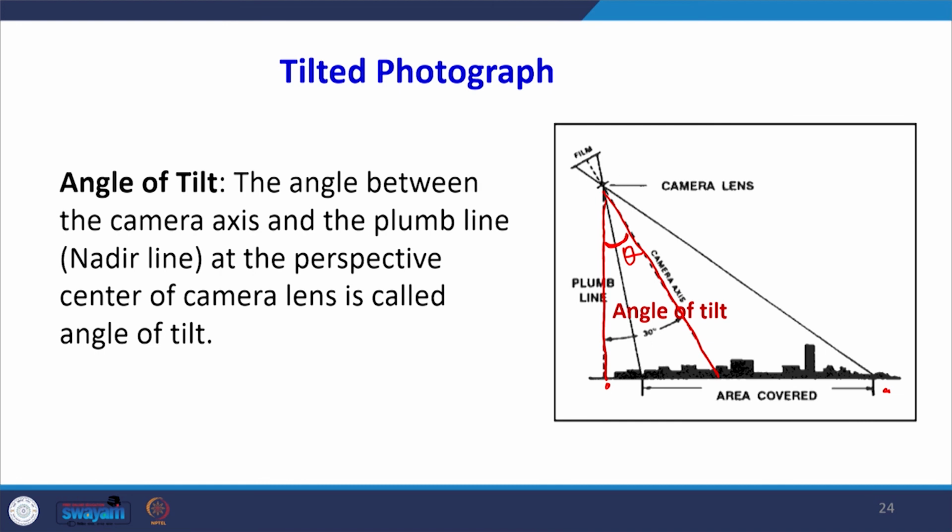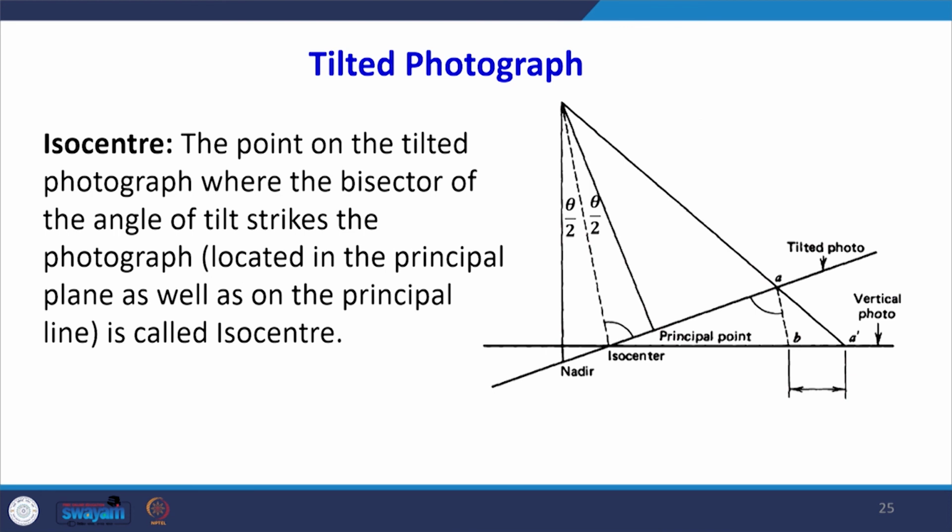So, whenever we are dealing with the tilted photograph and we want to convert it into the vertical photograph, then we have to use a certain procedure in order to apply the corrections. There is another terminology in tilted photographs, and that is the isocenter. Here in a tilted photograph, all our measurements will be carried out with respect to the isocenter. In a vertical photograph, the measurements are carried out with respect to the principal point.